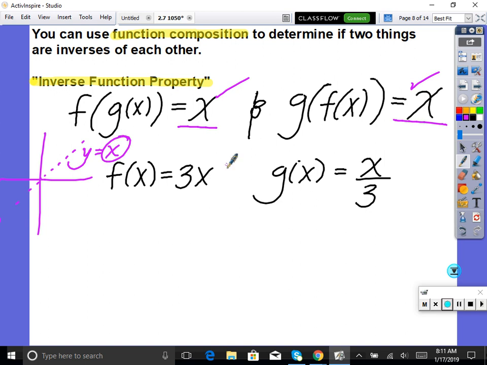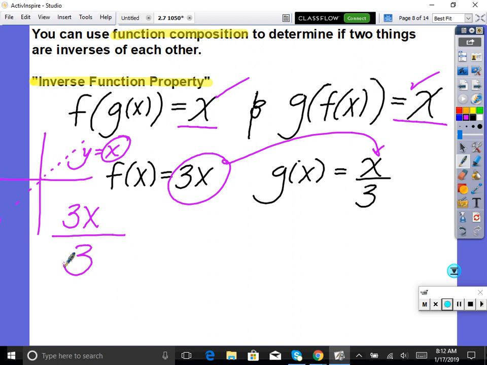Let's do f of g of x. So that would be that plugged into that. So that replaces it. So we would have, instead of an x, don't I have 3x over 3? Which would simplify to be x. So we're showing our work here. So you say check, all good.